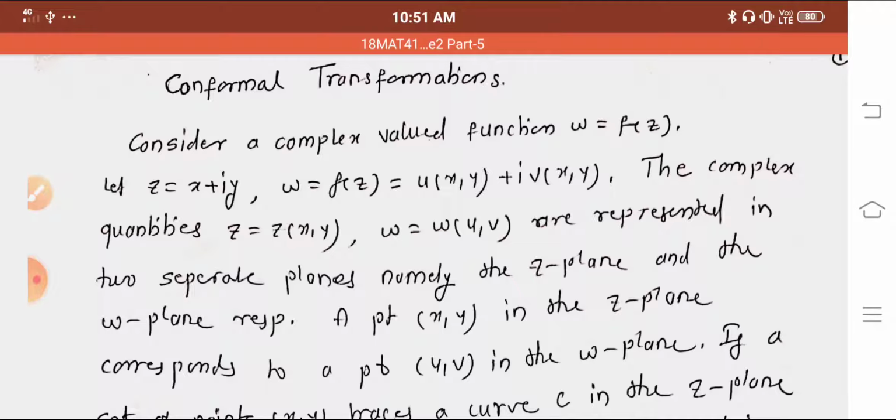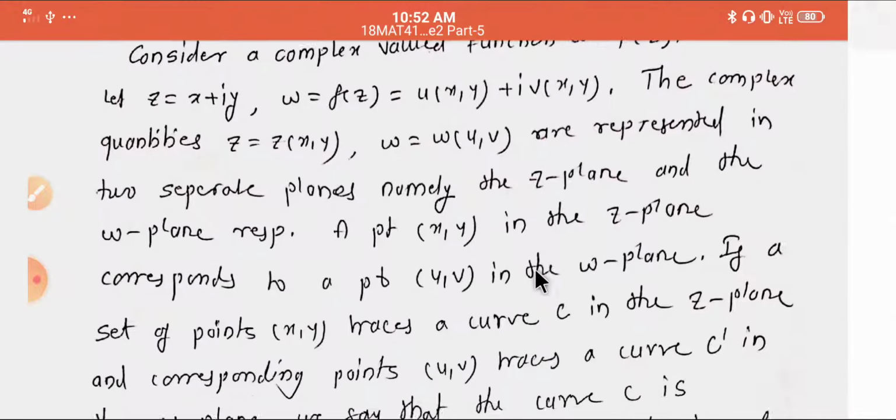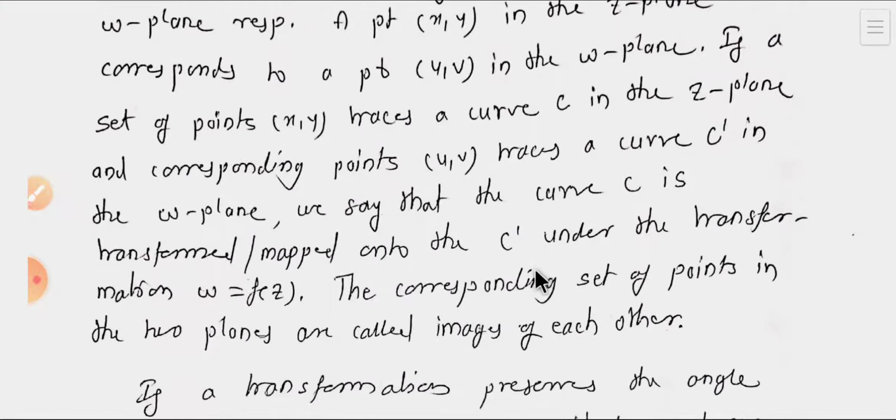So a point x comma y in the z plane corresponds to a point u comma v in the w plane. If the set of points x comma y traces a curve C in the z plane and the corresponding points u comma v trace a curve C dash in the w plane, then we say that the curve C is transformed or mapped onto C dash under the transformation w equal to f(z). The corresponding sets of points in the two planes are called images of each other.